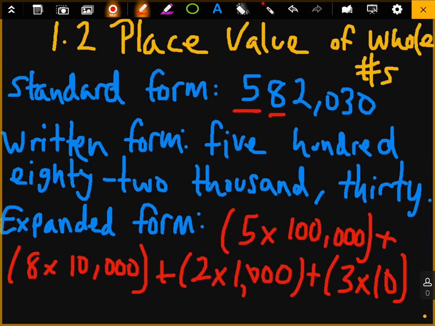Now, is there a number in the hundreds place? No. So you don't have to put anything, because any number times 0 is 0. And there's no number in the ones place. It's a 0. So you don't have to put anything. But that's what expanded form is.